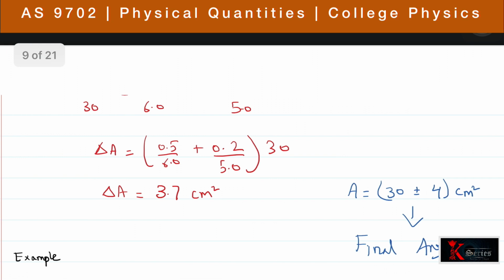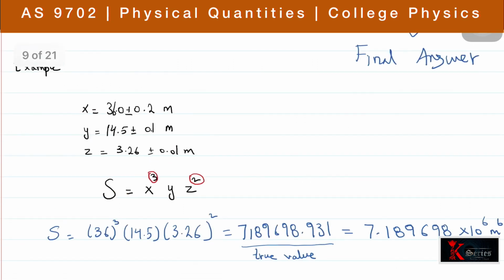Now moving on to another example of multiplication, x is equal to 36 plus minus 0.2 meter, y is equal to 14.5 plus minus 0.1 meter, and z is equal to 3.26 plus minus 0.01 meter.